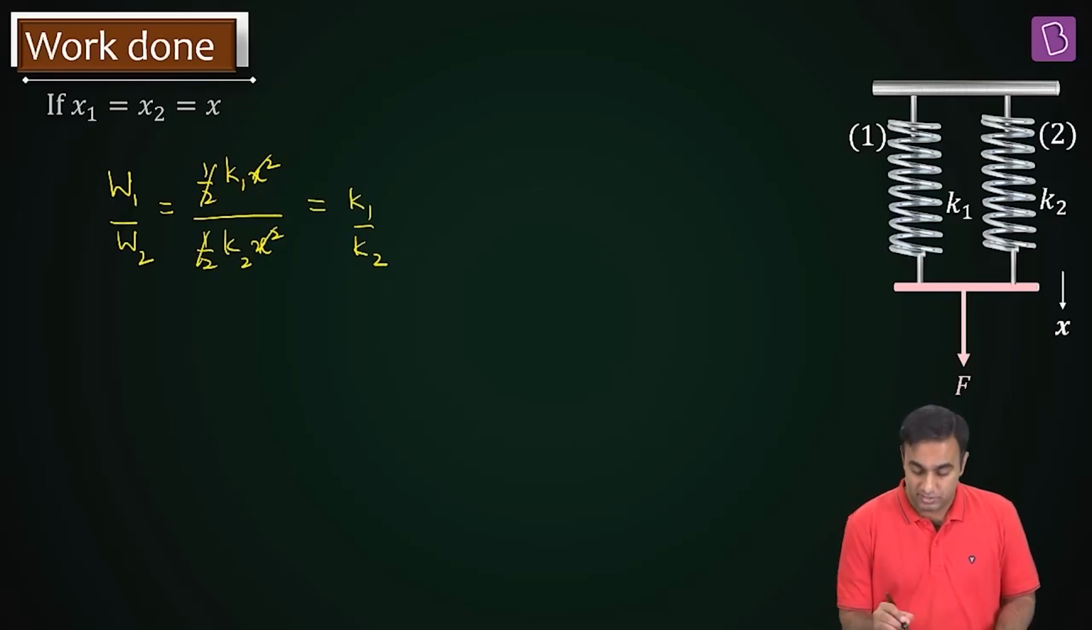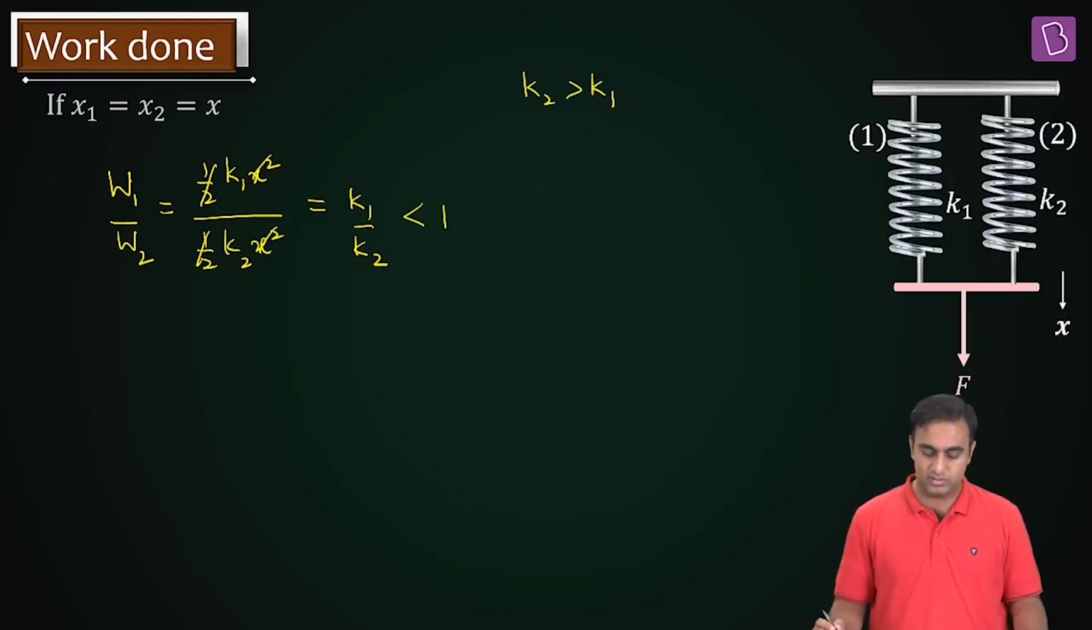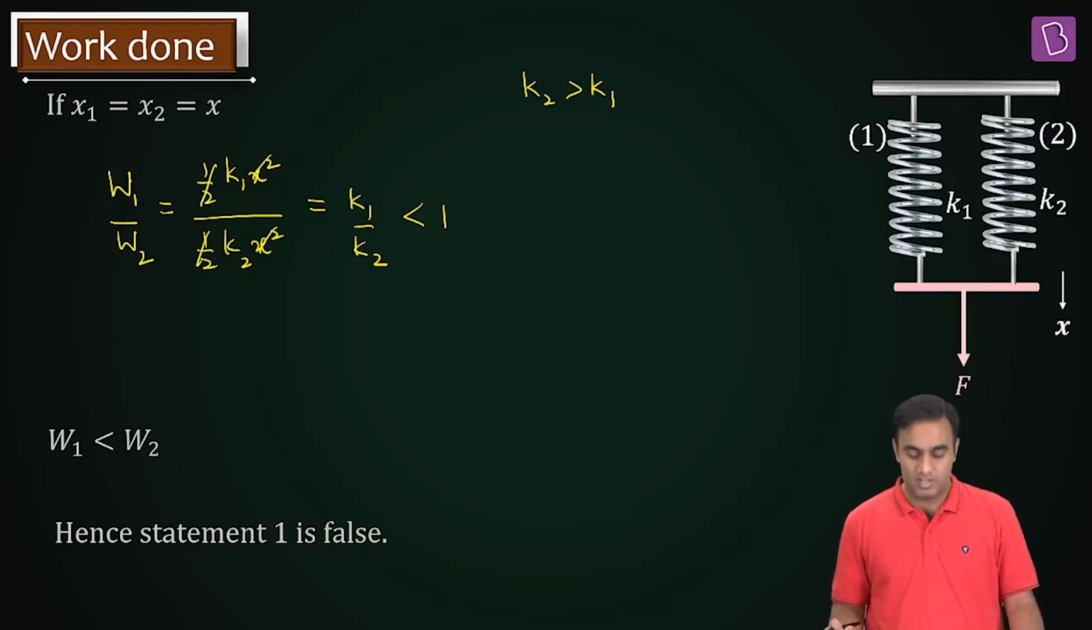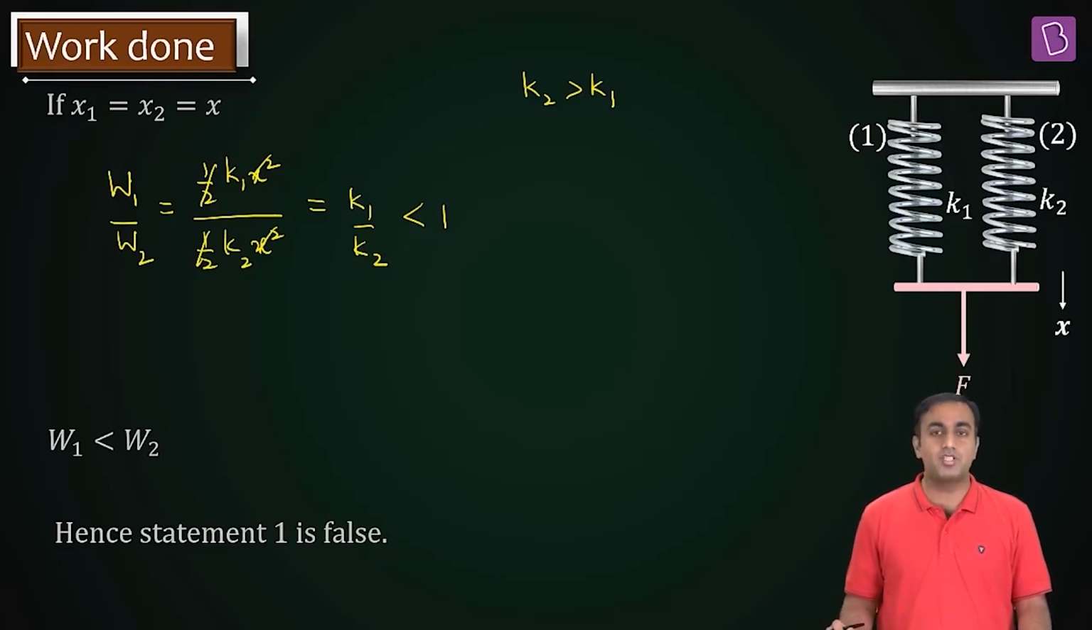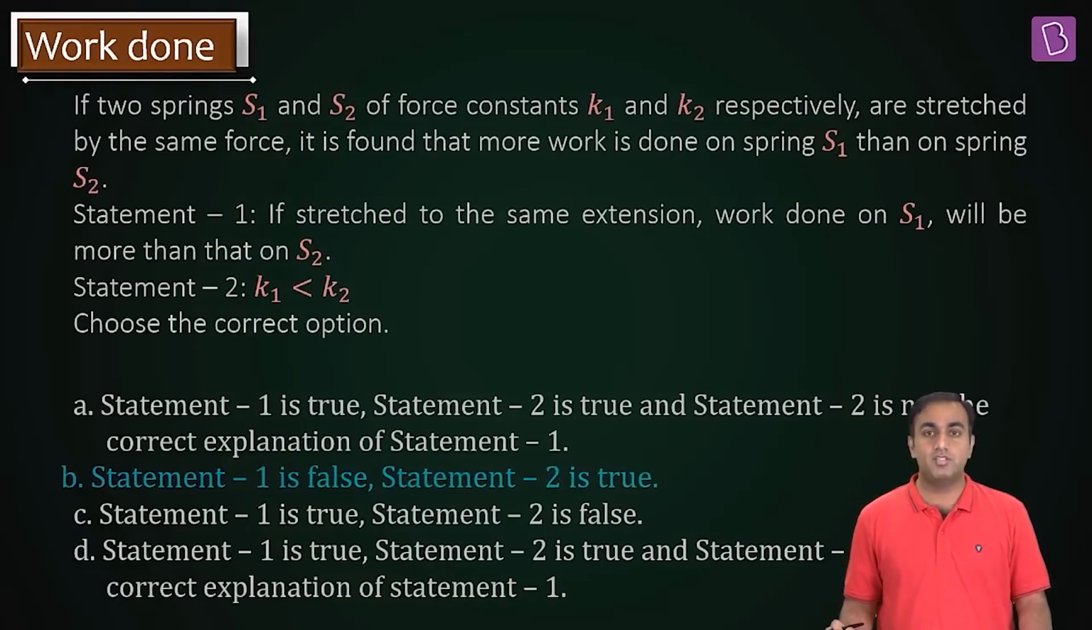But you know that K2 is greater than K1, so this ratio must be less than 1. So the work done in the case of spring 1 is less than the work done in the case of spring 2. Obviously, statement 1 is false. Which is the correct option then? It is option B.